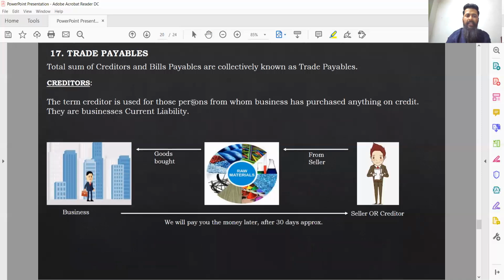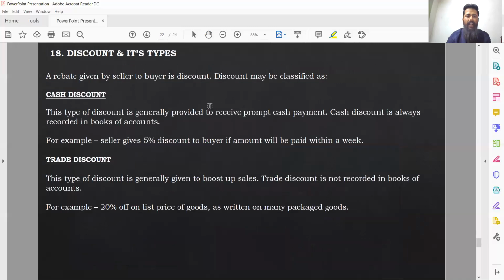That is the meaning of creditors and bills payable, and collectively the sum of creditors and bills payable is known as trade payables. Let's hop on to the next term, that is discount and its types. Generally, discount means saving of any sum of money while buying or selling, the difference of amount. If I'm going to buy a packet of bread which costs rupees 20 and on that particular day I get to buy that packet of bread for rupees 15, that difference of rupees 5 is basically treated as discount.